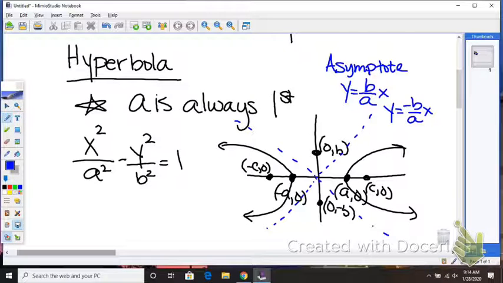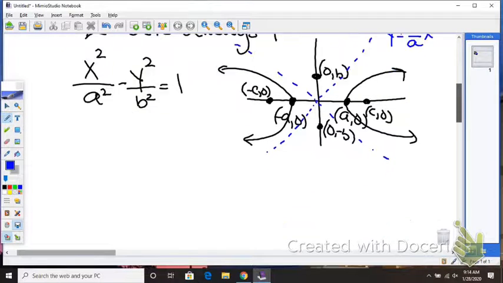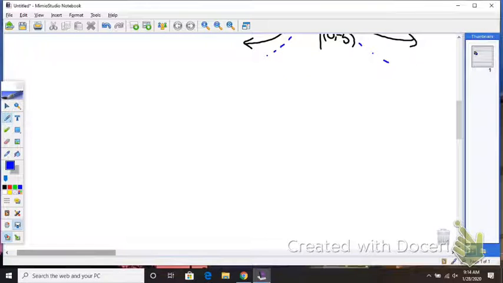So let's do the vertical one really quick. And what was the other one? y equals negative b, the positive and the negative over a. We're almost there. There, you got it. Okay, so let's do the vertical one.